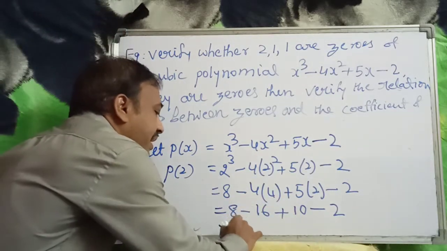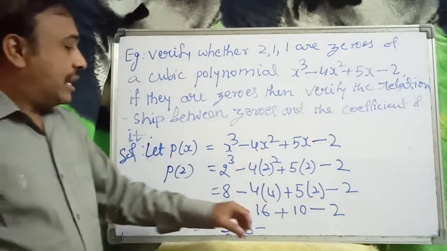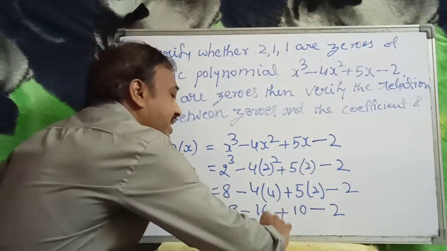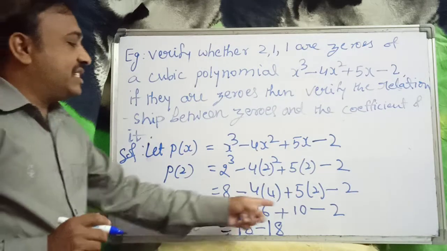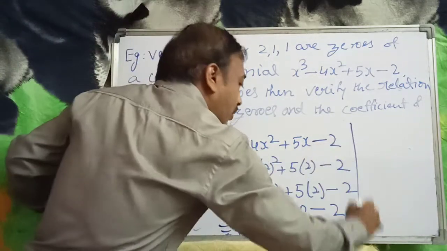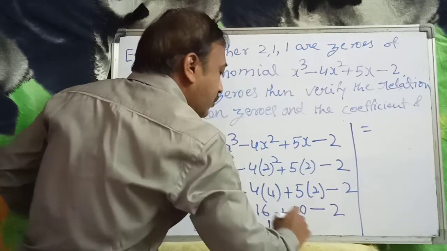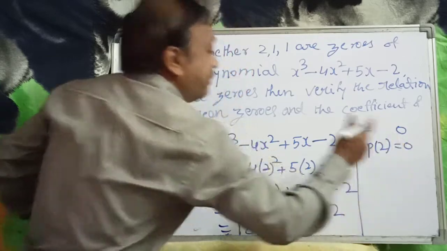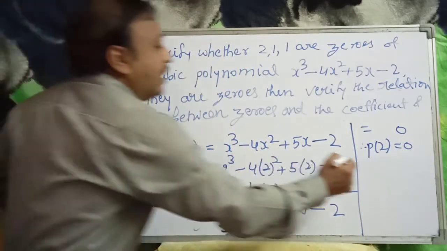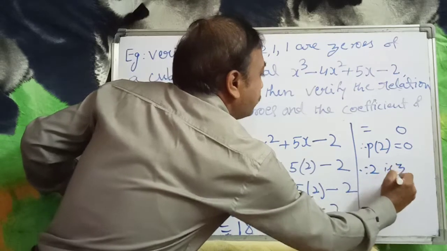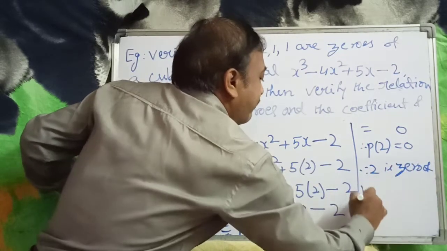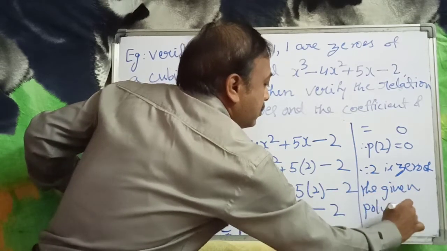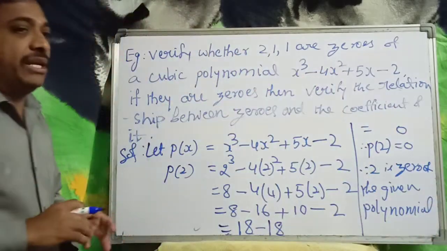8 plus 10 is 18. Now you see why I wrote minus. This is minus 16 and this is minus 2. So minus 16 minus 2 will give you minus 18. So now next step, 18 minus 18 is equal to 0. That means we got p of 2 is equal to 0. That means 2 is a zero of the polynomial. Therefore 2 is a zero of the given polynomial. We got 2 as a zero.